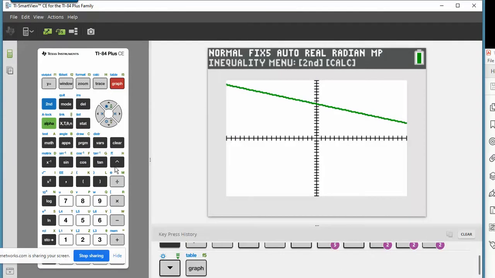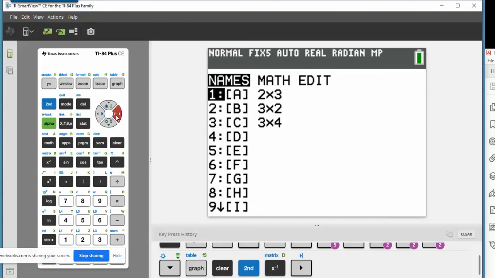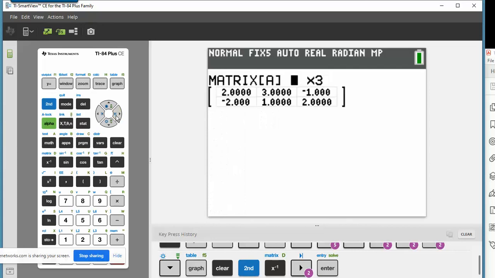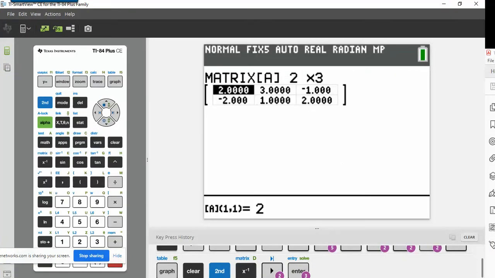All right, so let me go ahead and clear this one. Second matrix, okay, and then you're gonna go to edit, and then we have a 2 by 3, which is right. That's our matrix size, okay. And let me go ahead and try to see what is my equation here. I already forgot.